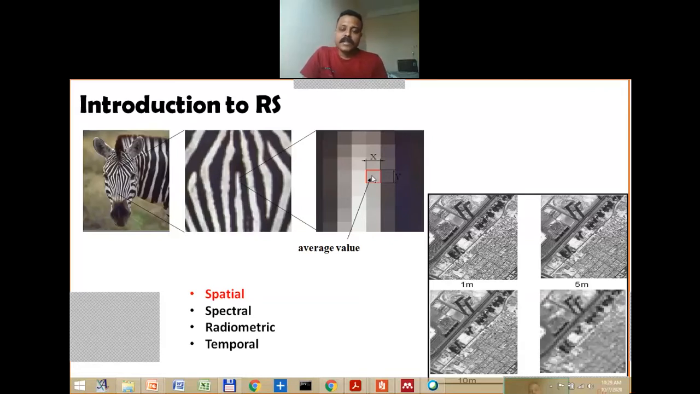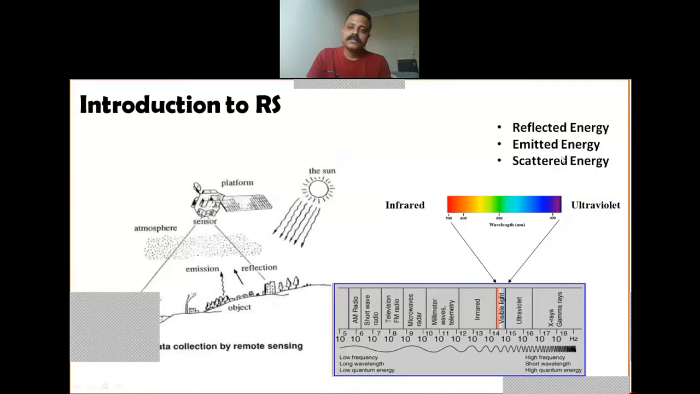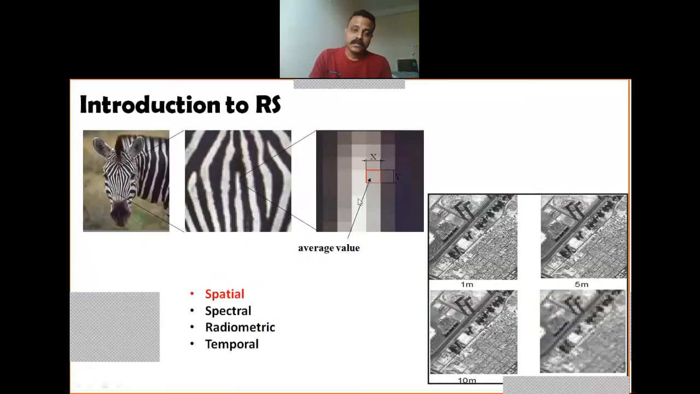In the case of a satellite image, remember in our first lecture we said, what does it measure? It measures three different kinds of energy: reflected energy, emitted energy, or scattered energy. So within the square box, when I am talking about a satellite image, this will be an averaged value of a mixture of all these three different energies that are coming from a particular place on the surface of the earth.